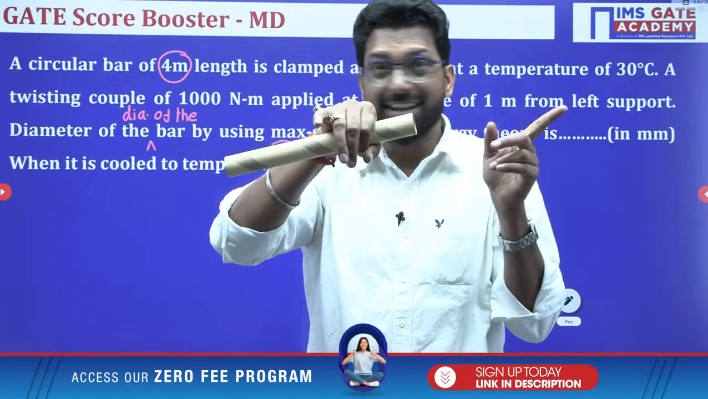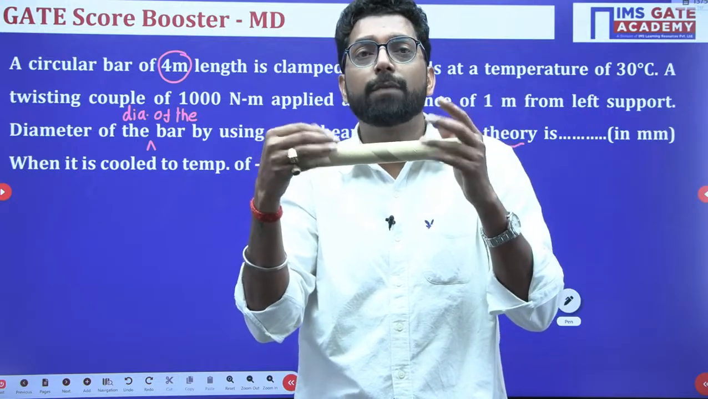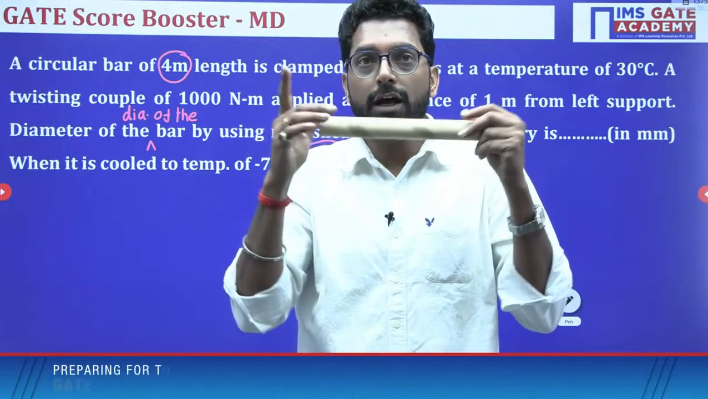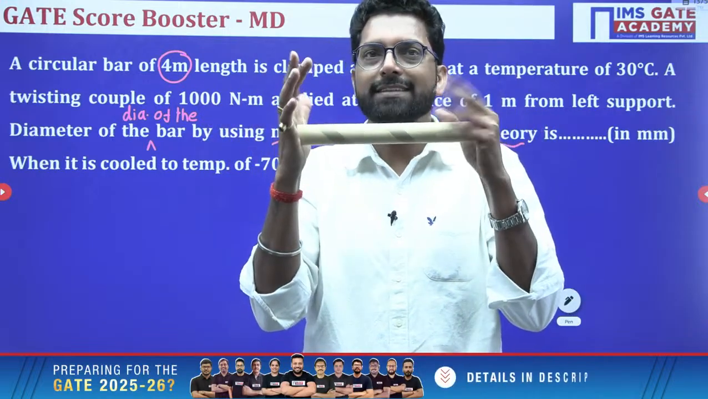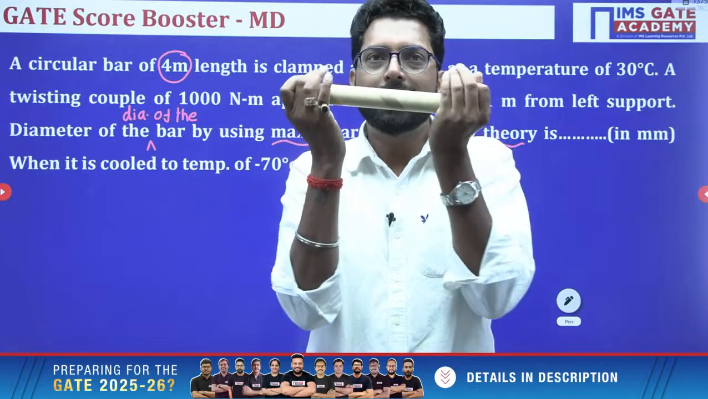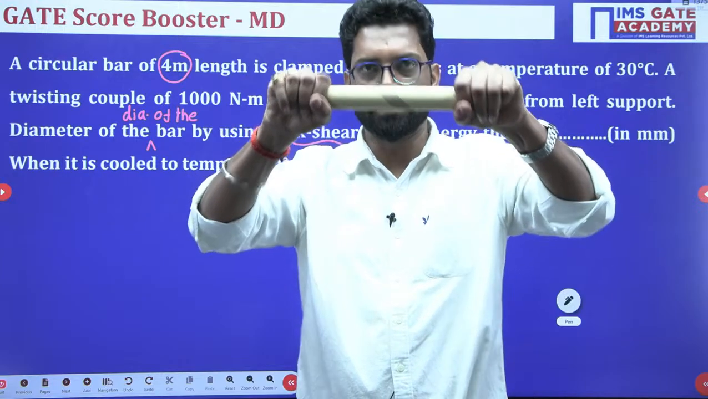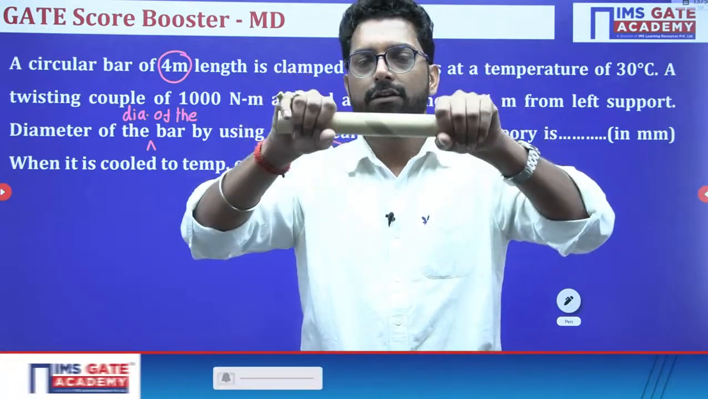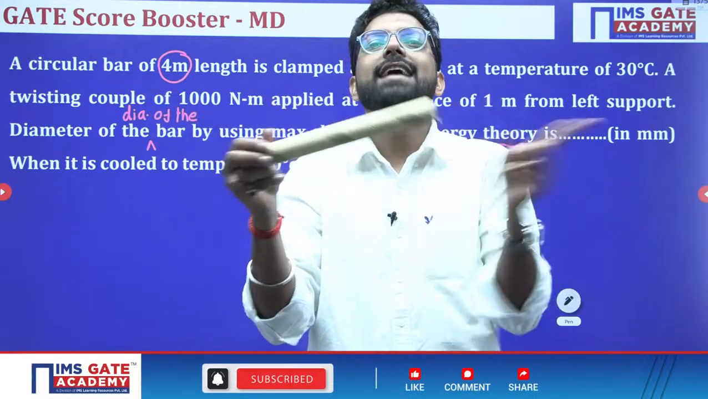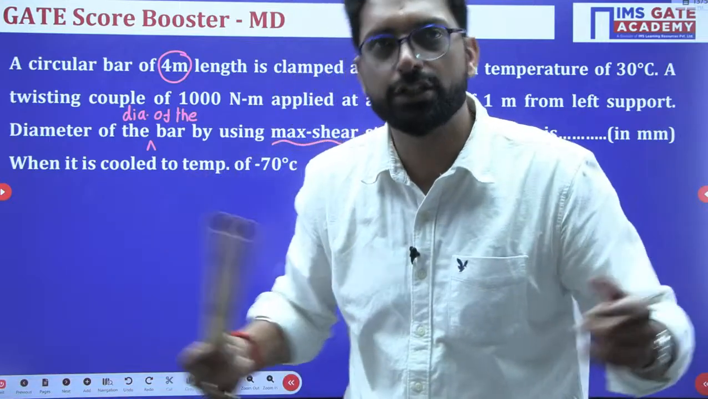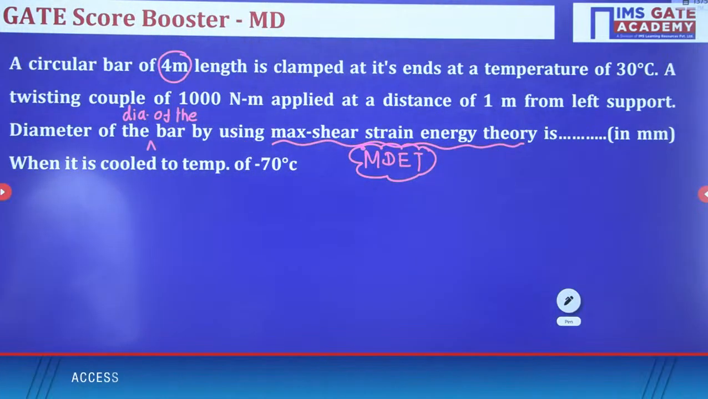So a torsional shear stress will develop due to this twisting, and an axial tensile stress will also develop. Why? Because the bar tries to contract as the temperature reduces, but the clamp is very rigid and doesn't allow the bar to contract. So at the fixed end an axial tensile load will act. So it is again combined loading. Clear? Now we will start this problem.